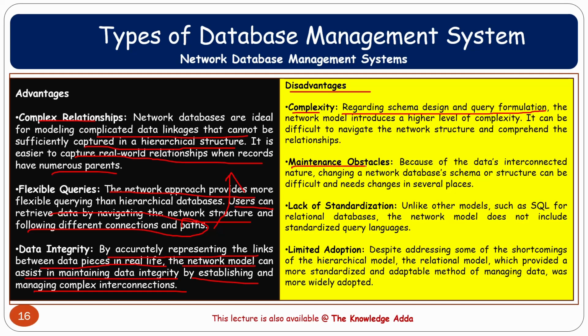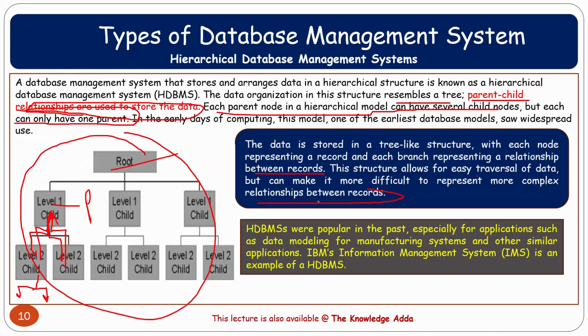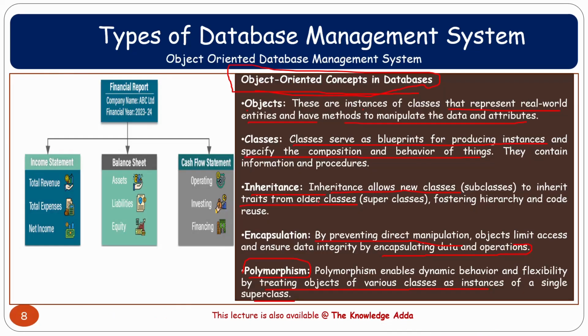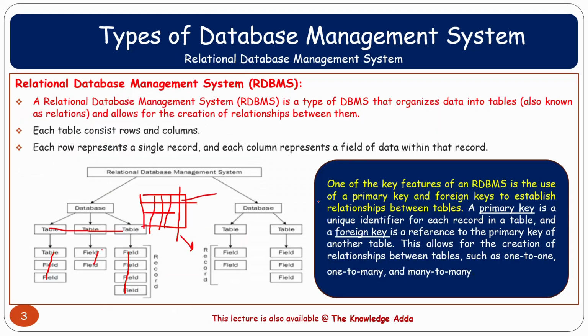And maintenance obstacles: because of the interconnected nature of the data, changing a network database schema structure can be difficult and needs changes in several places. Also there is a lack of standardization, and very limited adoption. So this is all about the network database. Hope you easily understood what I'm trying to tell you about these databases.